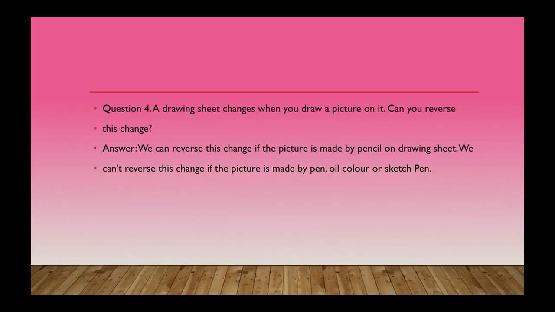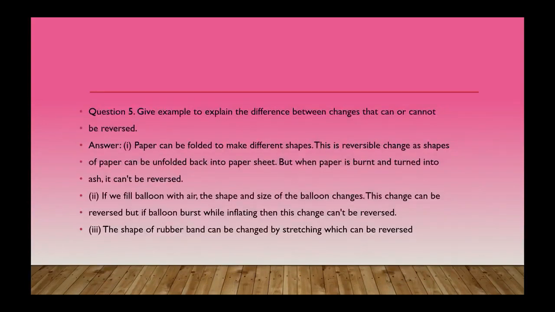So that one is explained here. The next question: give examples to explain the difference between changes that can or cannot be reversed. Paper can be folded, that's the answer. We use paper for craft work, where we can make different structures. When you need the paper as it is, you just unfold the structure and you get the original product, that is, the paper.